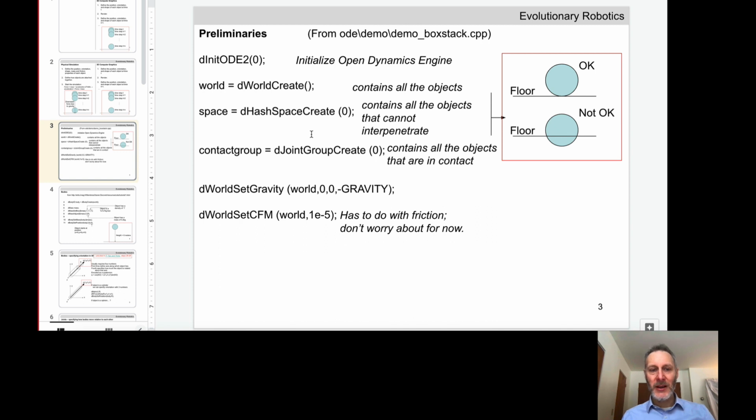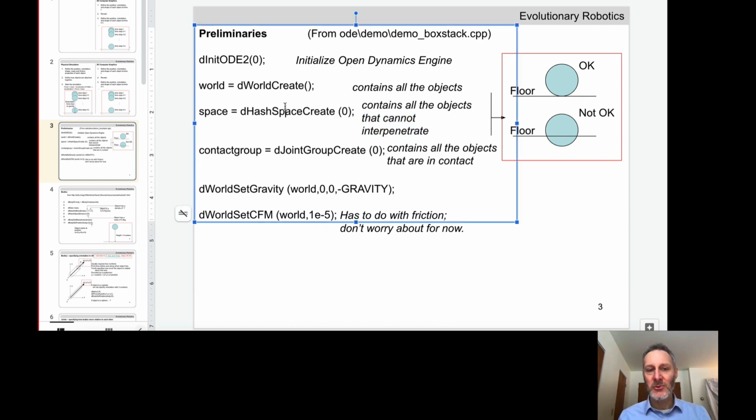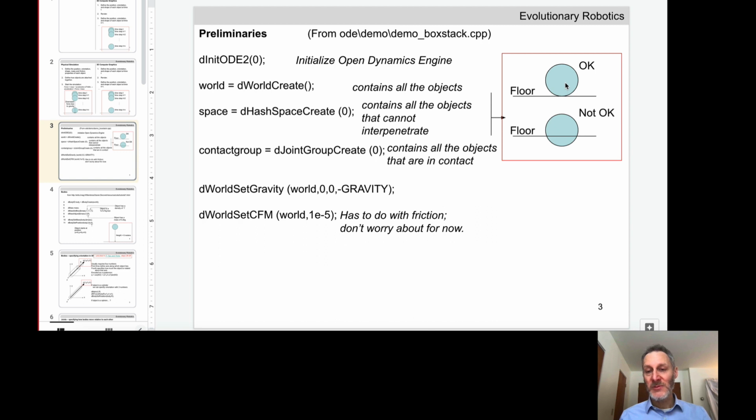Some other things we'll get to in a moment are contacts and contact spaces. Contacts and contact spaces is how you tell the physics engine what to do when pairs of objects come into contact with one another. So for example, here's a pair of objects, a ball and the floor. We want to tell the physics engine that these two particular objects should not penetrate one another. This is not okay. This is okay. Certain other pairs of objects, you're going to tell your physics engine that it is okay for them to interpenetrate. What are those pairs of objects?